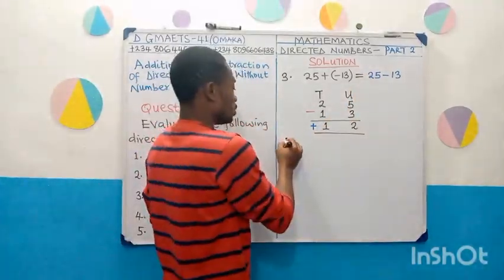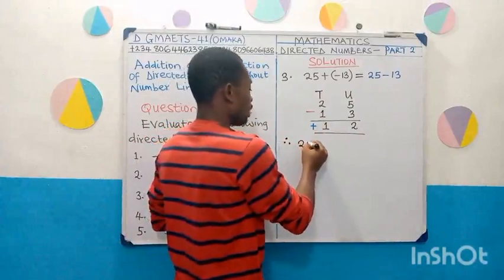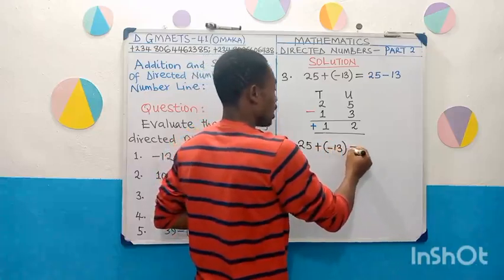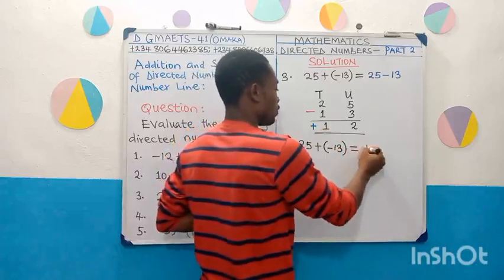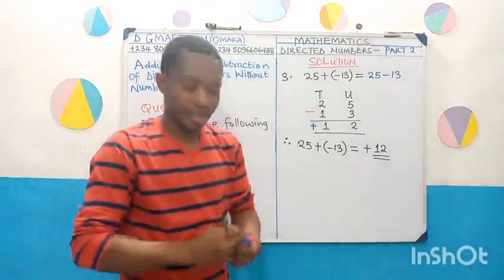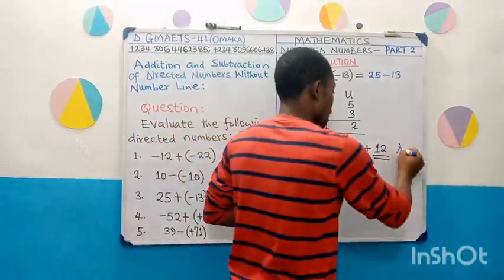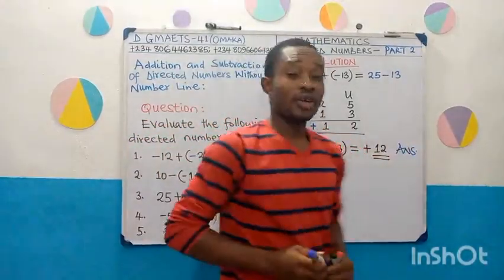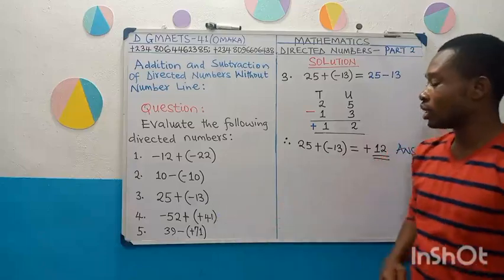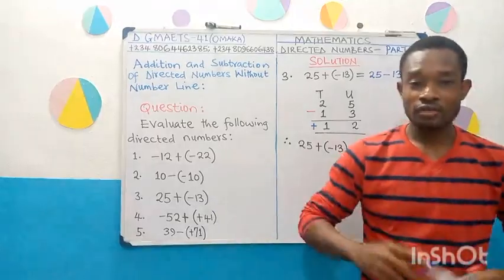Alright, I'll conclude. Therefore, 25 plus bracket minus 13, the answer is plus 12. If you like, you can simply write 12. Answer. Oh yeah, we are moving, okay? This time around, we have question 4. That's what we're going to solve next.